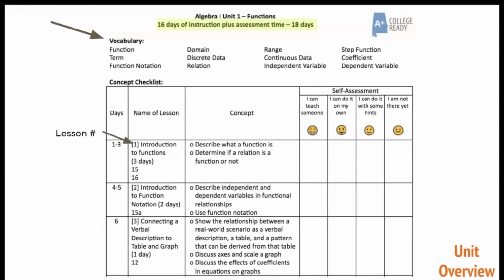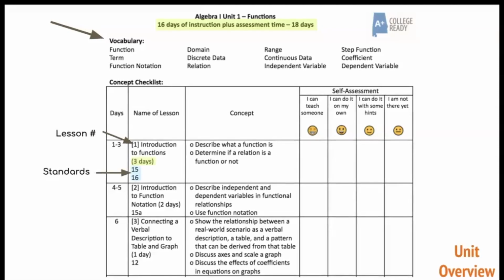Here, this is a lesson number, and this will correlate to the scope and sequence. So when you're looking to start this unit, this would be lesson 1, so you would click on lesson 1 in the scope and sequence. This title is Introduction to Functions. This lesson will span 3 days. So in the scope and sequence, they will go into more in-depth what will specifically be covered on each of those 3 days.